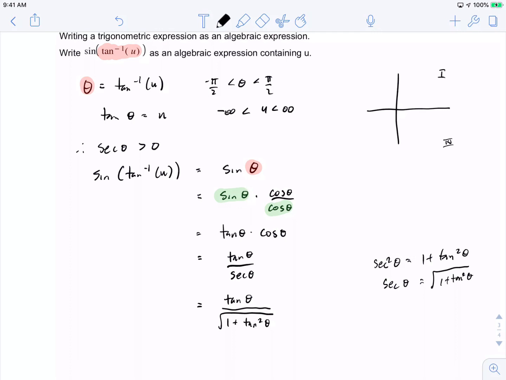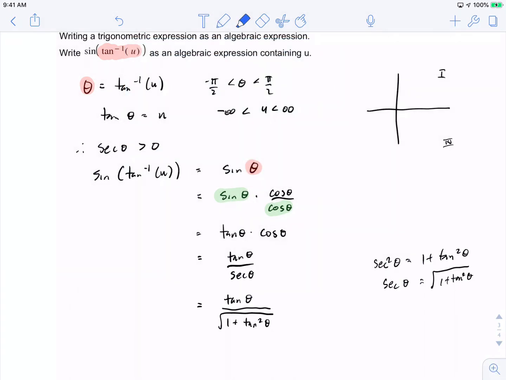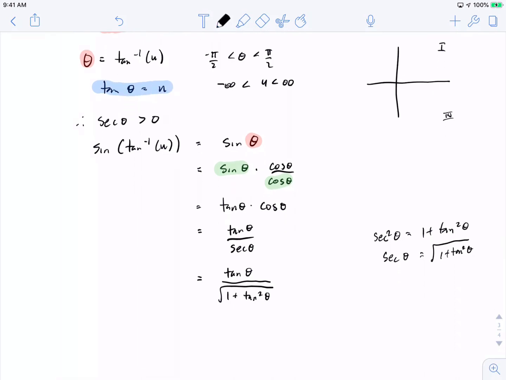Okay, and what do we know that tangent theta is? We know, and I'll use a different color because I want you guys to be able to see this, that tangent theta is equal to u. So I'm going to substitute and call it u over the square root of 1 plus u squared. And this is what this problem is looking for. This is our solution.